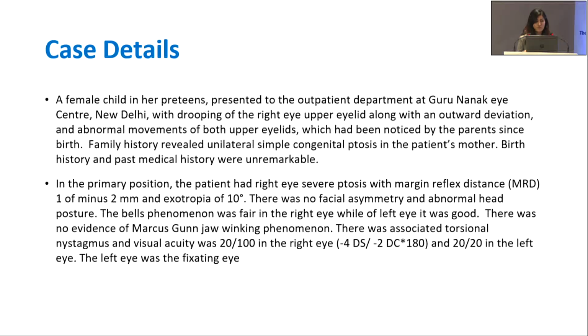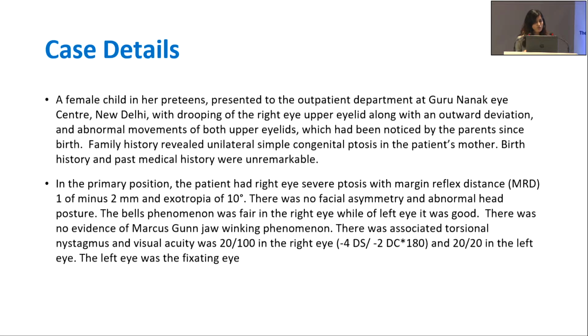My case was a 10-year-old female child who presented to the OPD of GNEC with right eye ptosis and exotropia of 10 degrees. She had a positive family history of severe ptosis in the mother, in the right eye only. On examination, the patient had right eye severe ptosis with margin reflex distance 1 of -2 mm and exotropia of 10 degrees. There was no facial asymmetry or abnormal head posture.